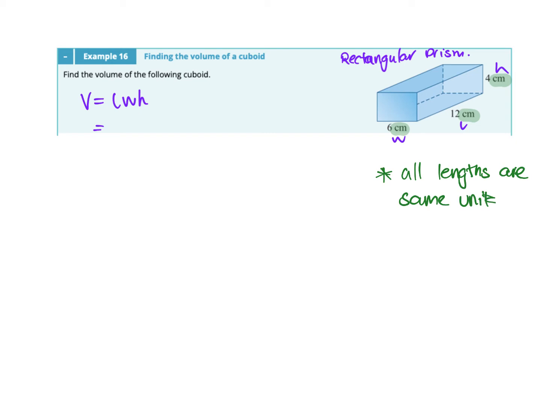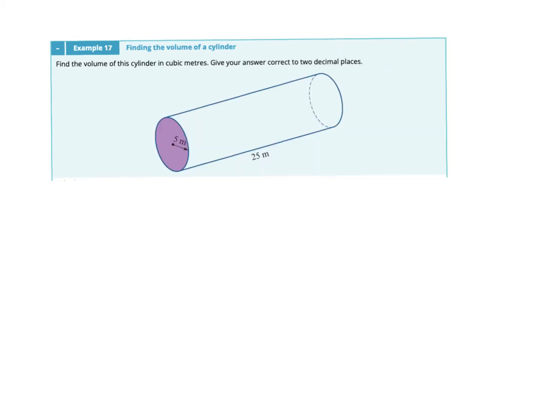Alright, so we've done that, and off we go. The length is 12, the width is 6, and the height is 4. So you pop that into your calc. 288, and I'm going to say centimetres cubed.